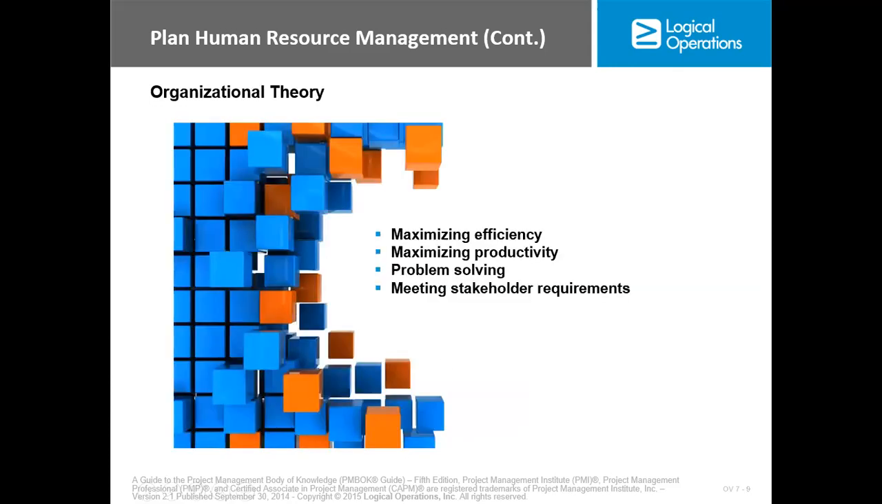Organizational theory: maximizing efficiency, maximizing productivity, problem solving, meeting stakeholders' requirements. For each organization, there are ways that an organization does its things that have to do with its culture and other things. But at the end of the day, we want to be able to maximize efficiency, maximize productivity, enhance problem solving, and meet stakeholders' requirements.